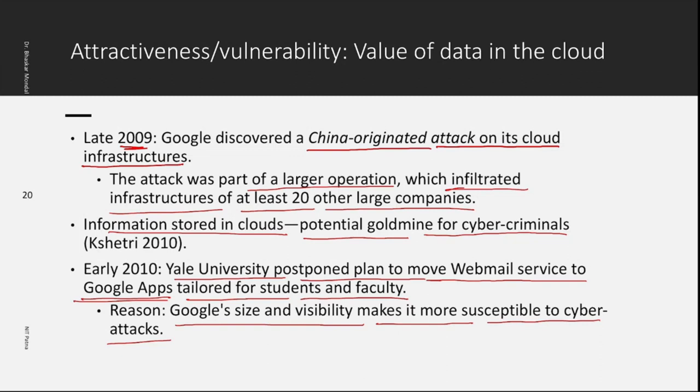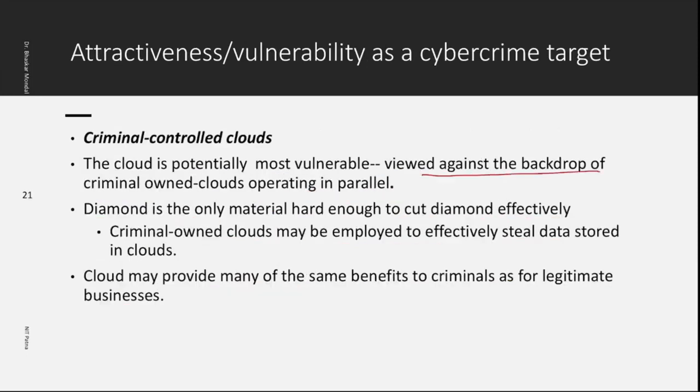You can say there is no ultimate security which can defeat any kind of attack. There is no guarantee of that. Okay. Then criminal-controlled clouds are there. So the cloud is potentially most vulnerable, viewed against the backdrop of criminal clouds operating in parallel.